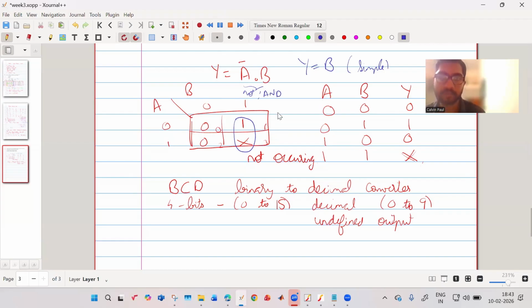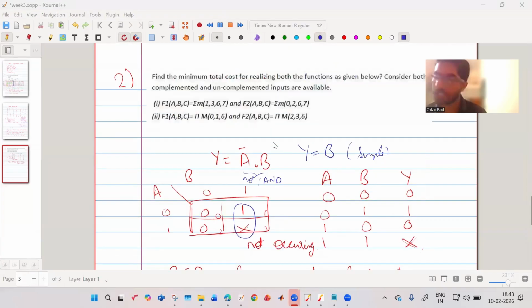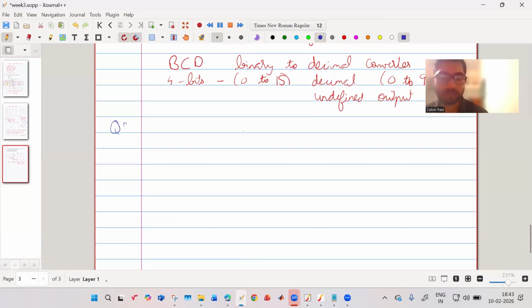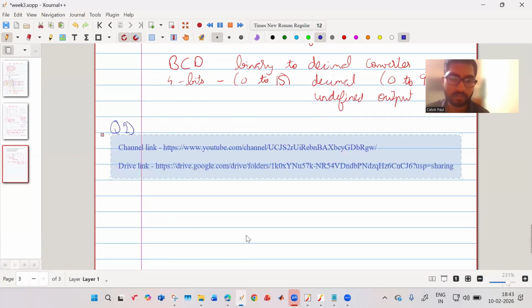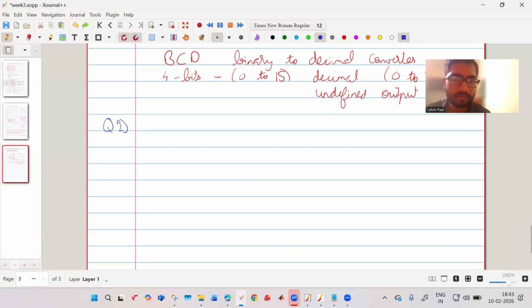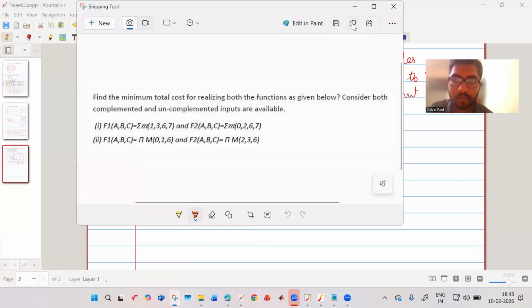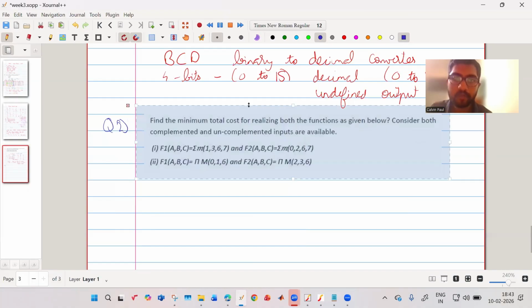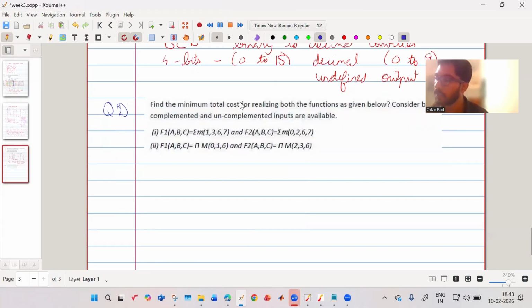All right, now let's get back to question 2. We want to realize this function. See, the Karnaugh map, you have to know it very well because it appears here and there many times. So you should learn how to do it very well.